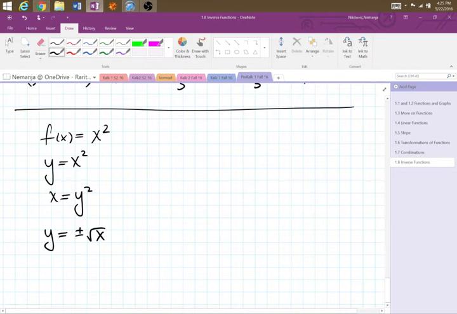However, I'm going to introduce now a concept. This is very important, guys. It's going to be used in Precalculus 2 a lot as well. I'm going to introduce the concept of a restricted domain. Restricted domain is going to fix this issue.